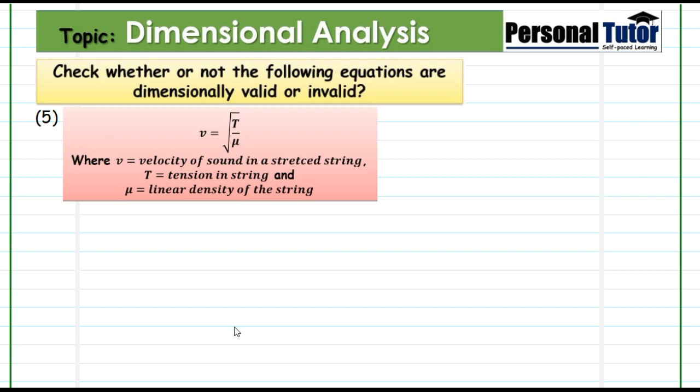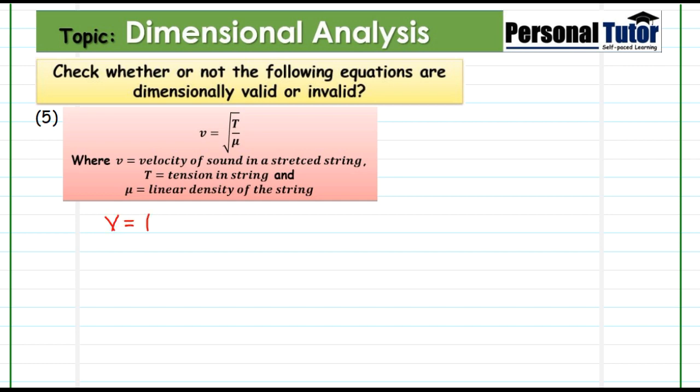Okay, so welcome from the break. Now let's continue with question number 5, which reads as v equals square root of T over mu, where the v is for velocity of sound in a stretched string, the T is tension in the string, and the mu is linear density of a string. So that is the equation.